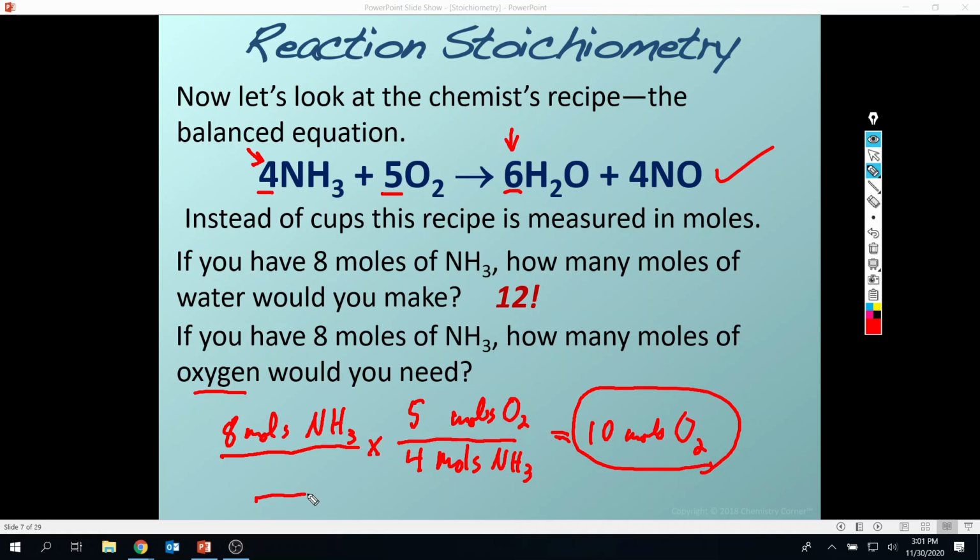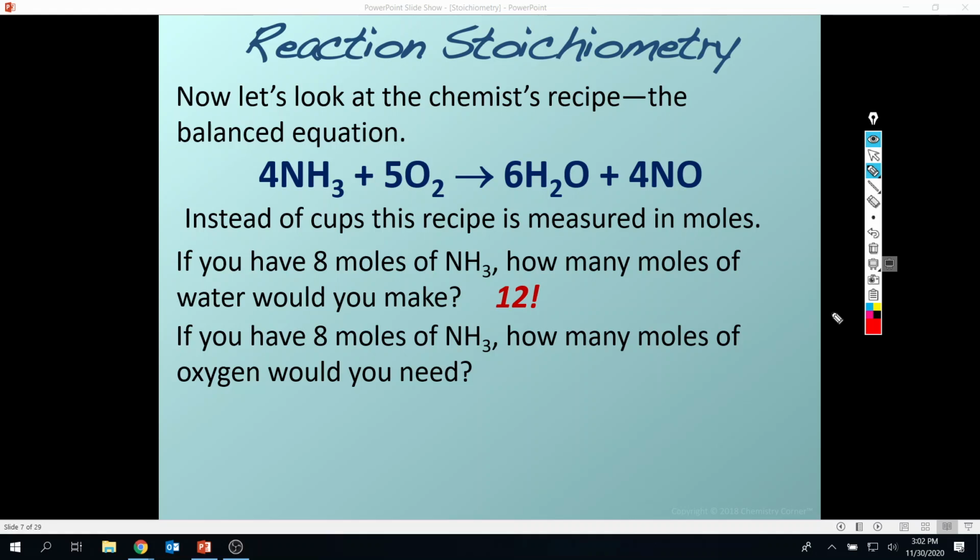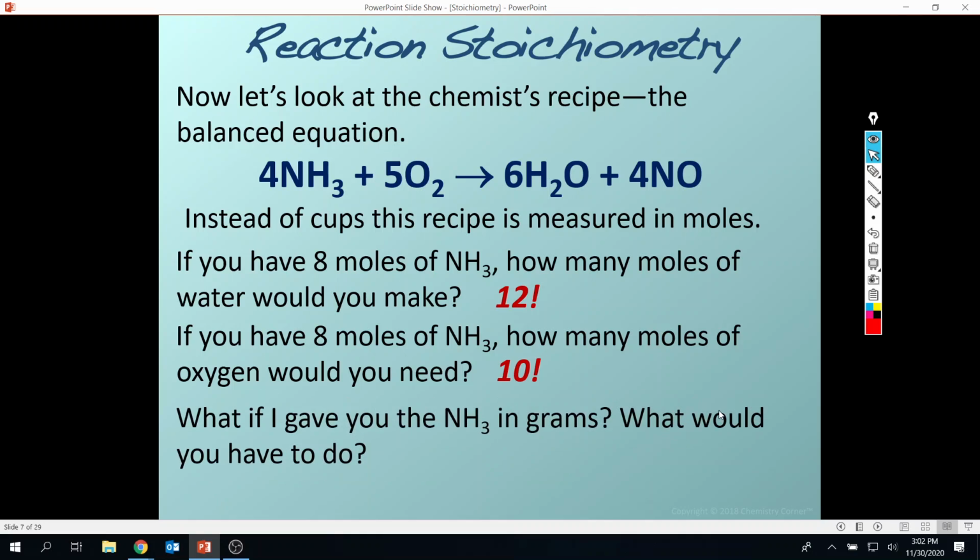So whether you use the grid or whether you use separate conversion factors, they mean the same thing. It's just whichever one you're most comfortable with. All right. Questions so far? All right. Let's press on. Sure enough, 10. Yay, thank you.